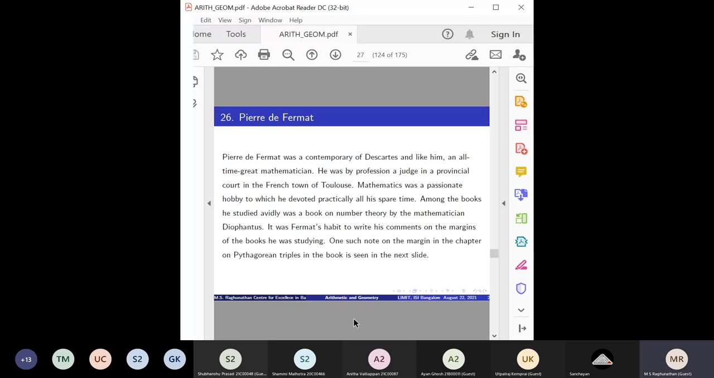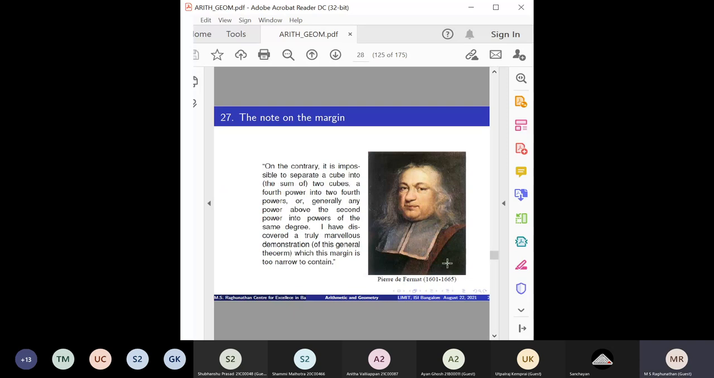One such note on the margin of the chapter on Pythagorean triplets in the book is seen in the next slide. There you see Fermat. He was born in 1601 and died in 1665, so 17th century. The marginal note he wrote on a page devoted to the study of Pythagorean triples by Diophantus reads: on the contrary, it is impossible to separate a cube into the sum of two cubes, a fourth power into two fourth powers, or generally any power above the second power into powers of the same degree. That's the statement of the theorem. I have discovered a truly marvelous demonstration of this general theorem, which this margin is too narrow to contain. So that's what Fermat wrote.